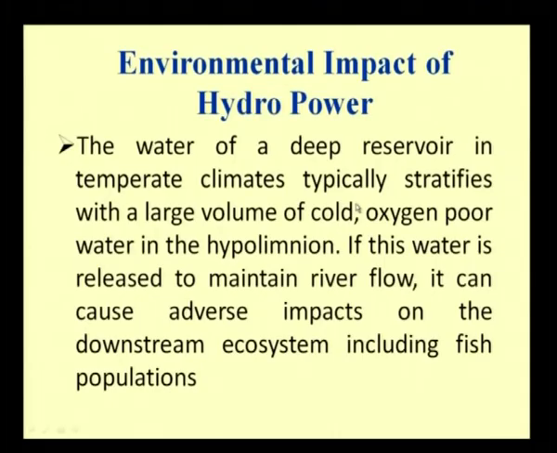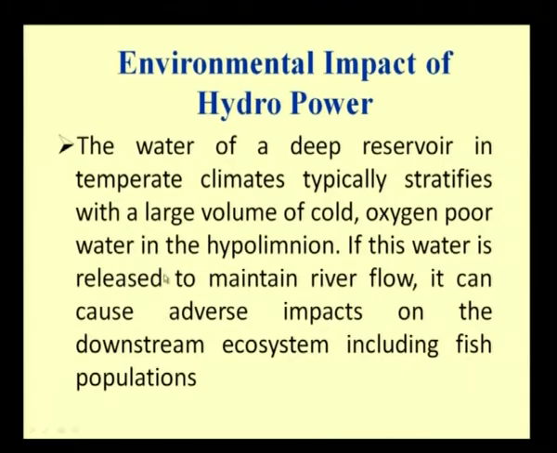And the water of a deep reservoir in temperate climates stratifies, with a large volume of cold, oxygen poor water called hypolimnion. At the bottom levels, the water is devoid of oxygen. If this water is released to maintain the river flow, it can cause an adverse impact on the downstream ecosystem, including the fish population. As there is less oxygen, the fish population suffers a lot, and this is another impact of the dam, the reservoir.